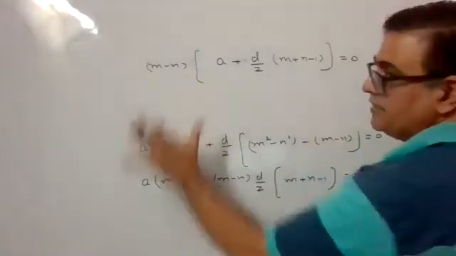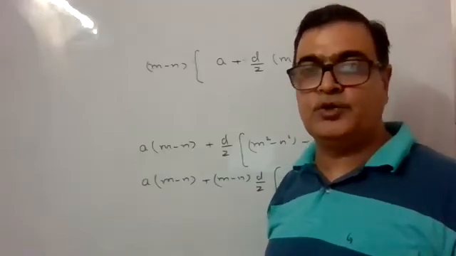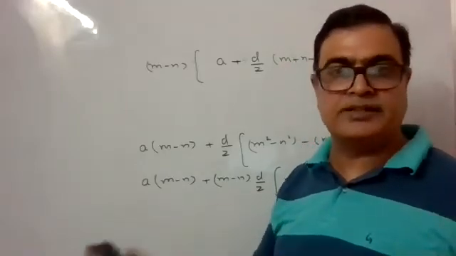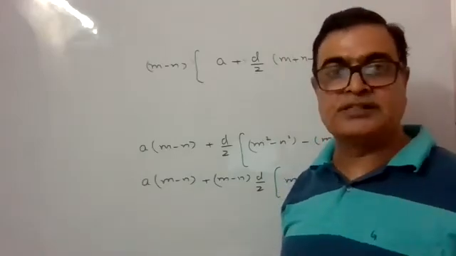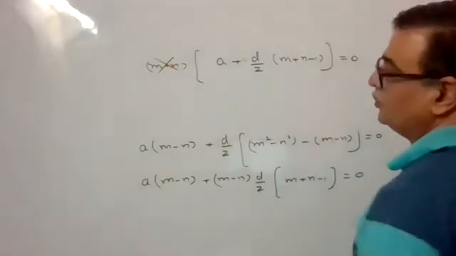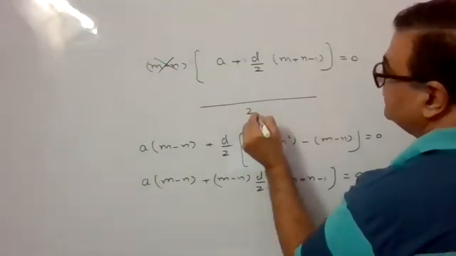This can never be 0. M minus n cannot be 0 because if you take m equal to n, there will be no meaning of the question. Am equal to am will be there, that is not a problem. That would obviously be solved, so we will not take it. So this cannot be taken 0. Remove this. Then 2 can be taken as LCM here.